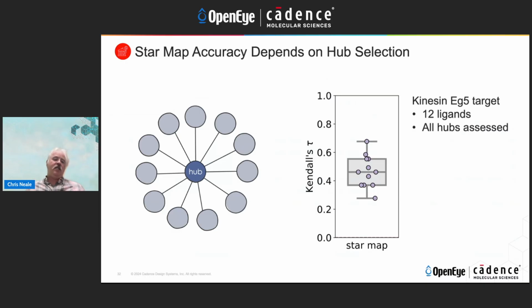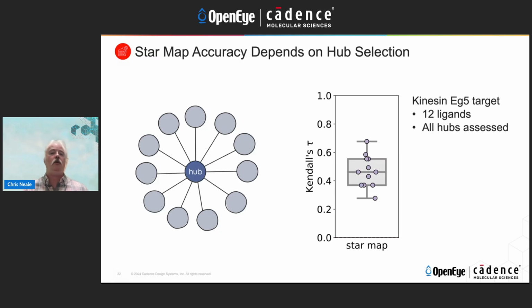So I told you that a nice thing about the star map is that they have fewer edges, but they are actually quite sensitive to the choice of the hub. That's the molecule that's placed at the center of the star. What we did here was we took the kinesin EG5 protein target. We selected 12 ligands to span a range of sizes and affinities. And then we just ran all possible RBFE calculations.